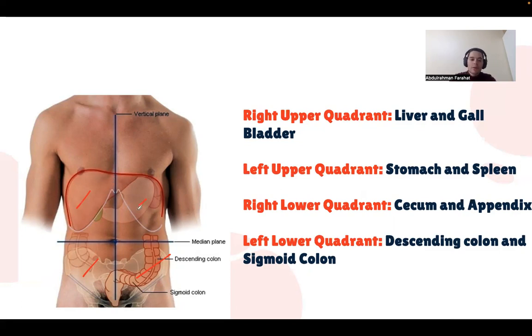Similarly, if there's pain in the left upper quadrant, you'd think of the stomach and spleen. You can see here the spleen right here. And in the right lower quadrant, mainly appendix or cecum. And finally, the left lower quadrant, the descending colon and sigmoid colon. It's just a division such that it's a lot easier to diagnose the case.